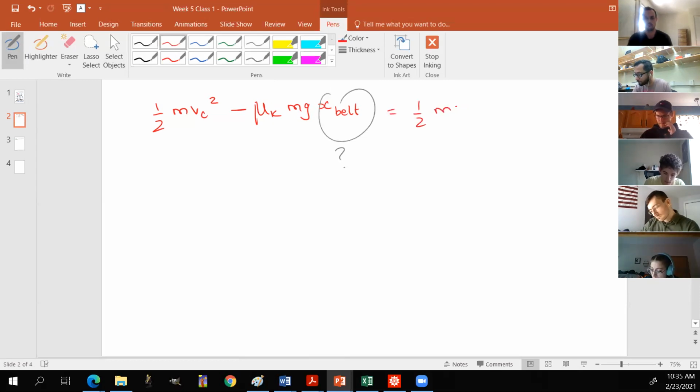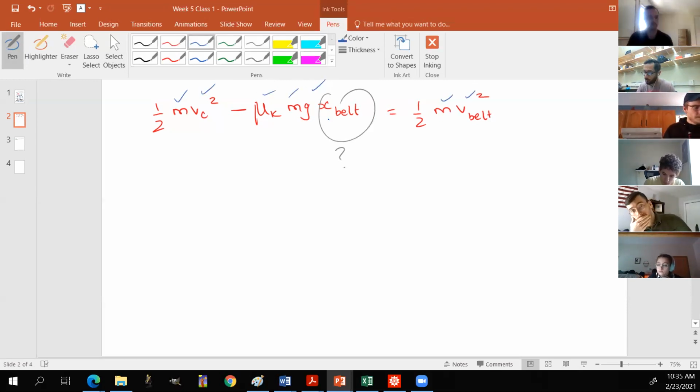Plus your kinetic energy at the end of sliding, which is the kinetic energy due to just the motion of the belt. So everything else is known except for this one term: one expression, one unknown. The final answer that you end up getting is 4.49 meters.